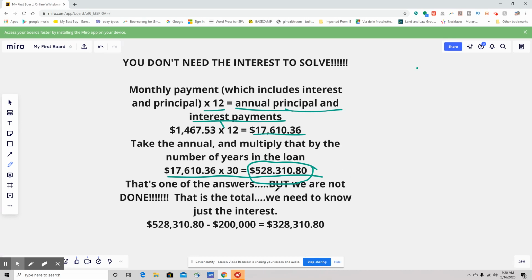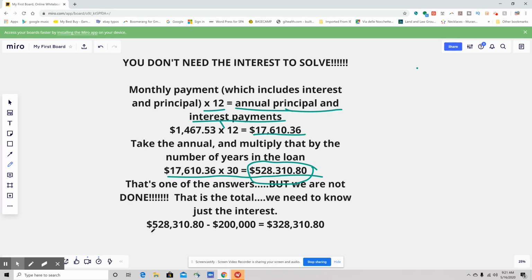But you're not done. We are not done. Now, that's one of the answers. You could stop there and say, oh, yeah, that's one of the answers. But that is incorrect. That is not going to be the right answer. It is one of the answers given, but it is not the correct one because that's the gross. And they're asking you for just the interest.